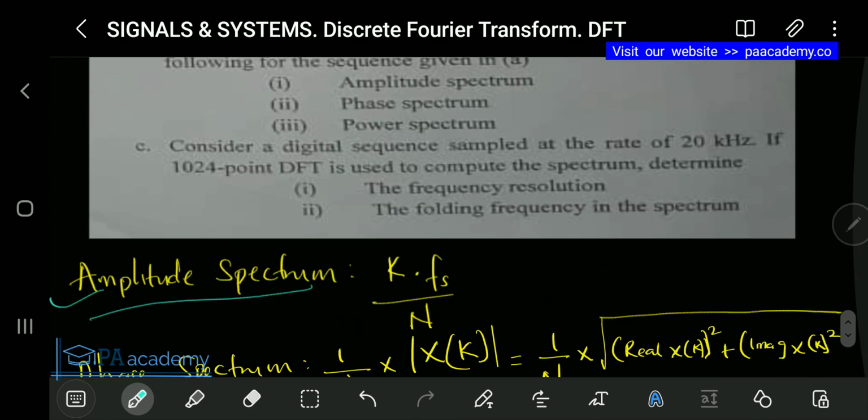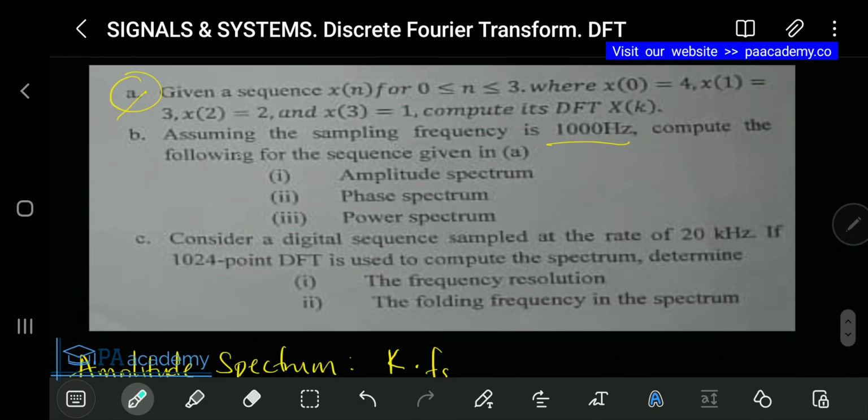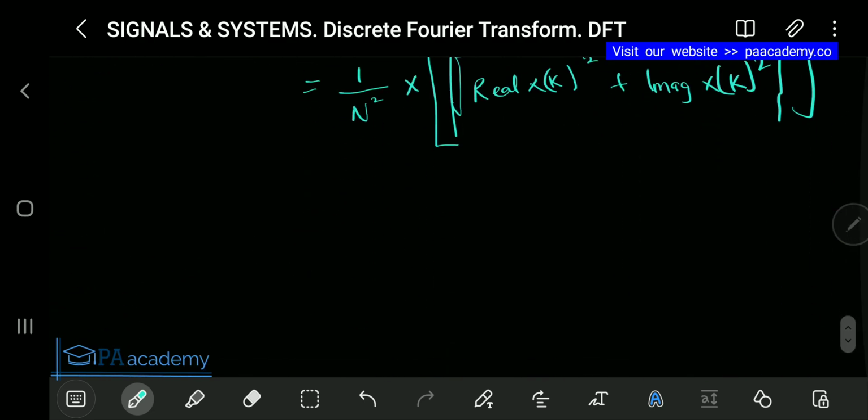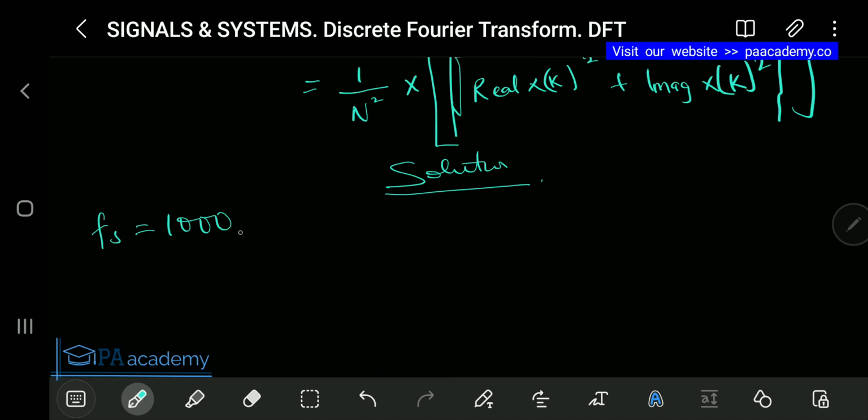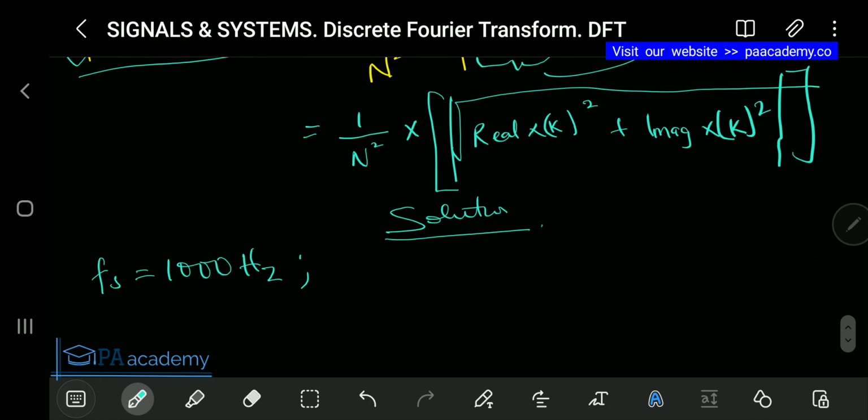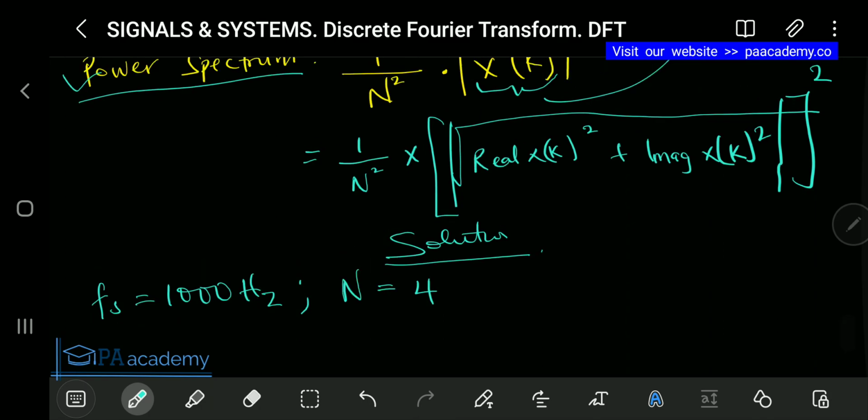So from the question again, let's go back. It says, assuming the sampling frequency is 1000 Hz, so that sampling frequency is our fs. Let me just write solution. So that means our fs is equal to 1000 Hz. And then from the question A part, where we solved in the previous video, we already know that our capital N is 4. I've explained that.